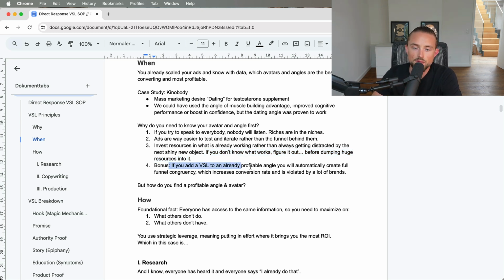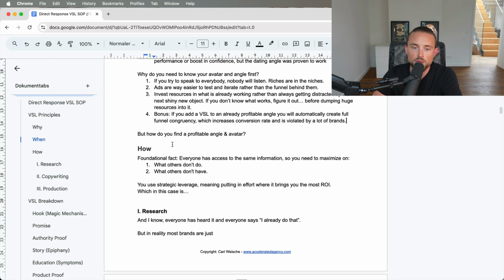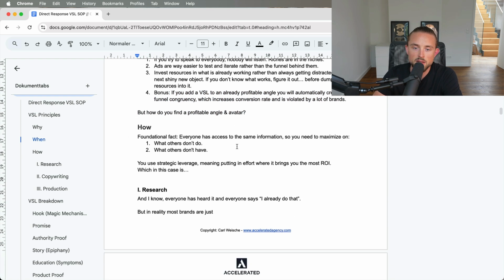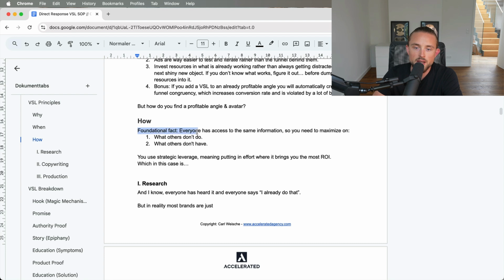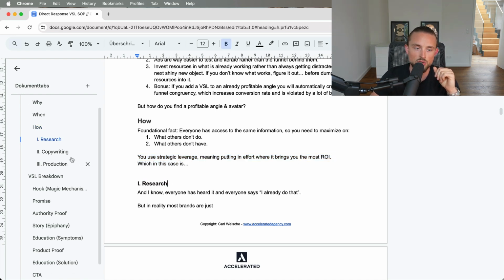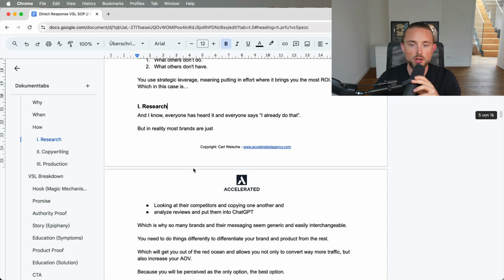Now, bonus, if you add a VSL to an already profitable angle, you will automatically create full funnel congruency, right? And this is increasing conversion rate and is violated by a lot of brands. So how do you find a profitable angle and avatar? The foundation effect is everyone has access to the same information, so you really need to maximize on what others do not do or what others don't have, right? So you want to use strategic leverage and you want to put in effort where it brings you the most return on invest. And in this case, it's research, copywriting, and production, which we're going to break down now.